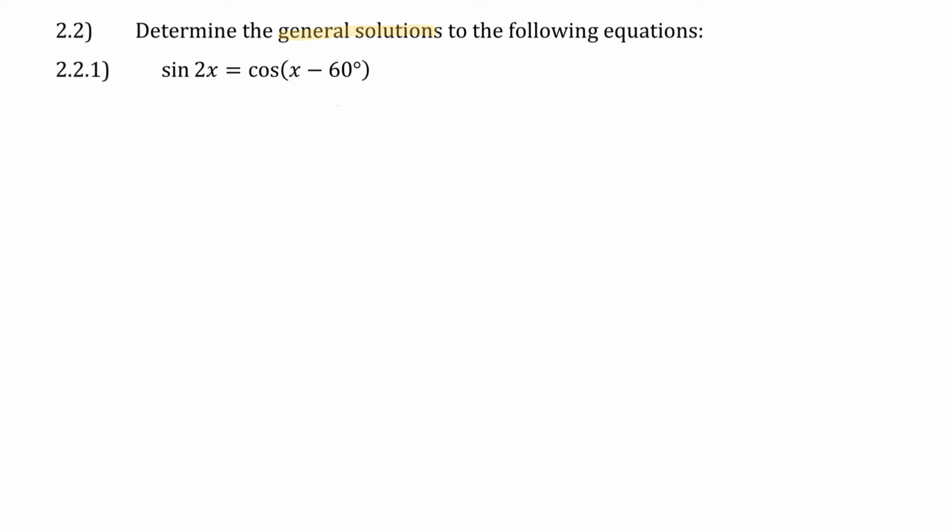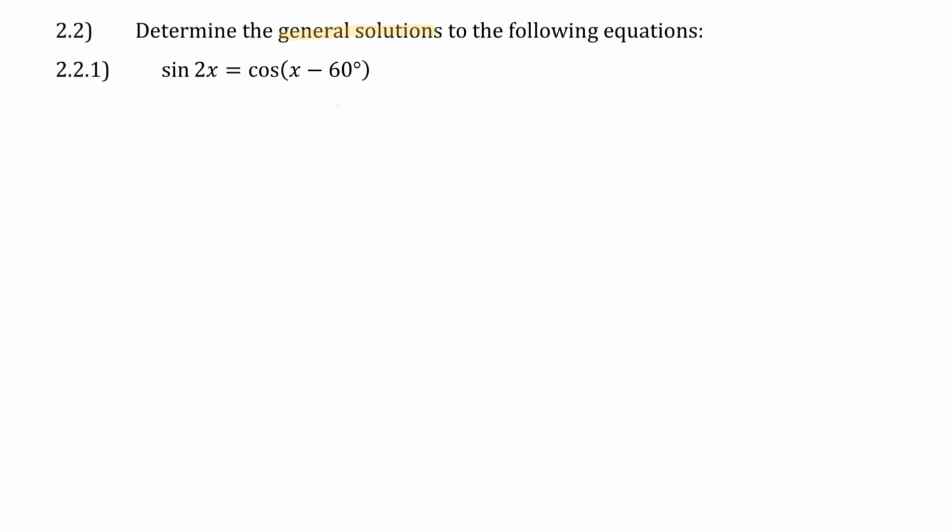So in this question, we want to find the general solution for sine of 2x is equal to cos of x minus 60. Now, when you have mixed ratios of sine and cos, you have an option. Either you can try and make your sine and cos into a tan, but you can only do that if your angles are exactly the same, which they are not. Otherwise, you have to use one of the reduction formulas.